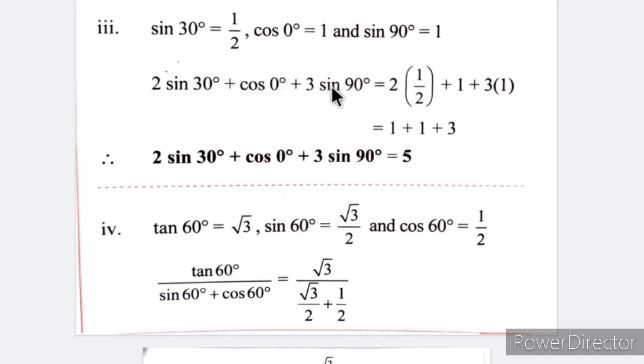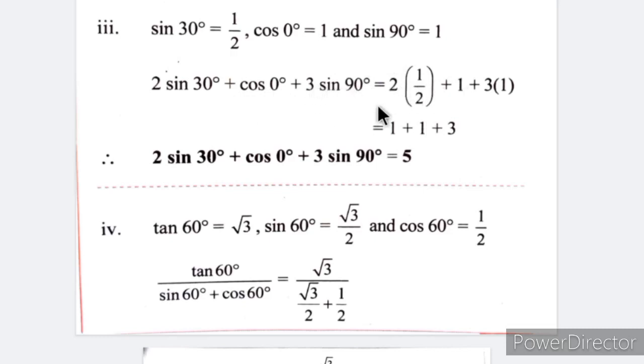The third question is 2 sin 30 degree plus cos 0 degree plus 3 sin 90 degree. So this we have to find out. We know that sin 30 degree is half, cos 0 degree is 1, and sin 90 degree is 1. So we will replace the values. 2 into 1 upon 2 instead of sin 30 degree, cos 0 degree is 1, and 3 into sin 90 degree is 1.